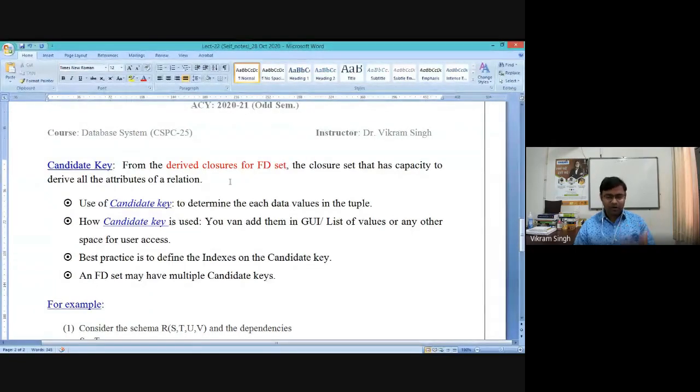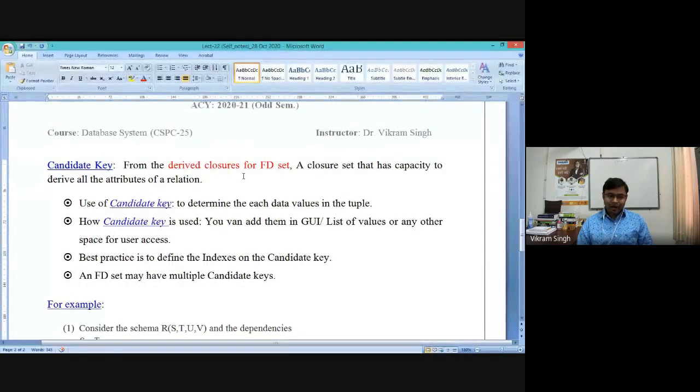So maybe informally you can understand this: from the derived set of FDs, we have derived all the FDs of a database relation. The closure set, let me put it this way, is a closure set that has the capacity to derive all the attributes of a relation. So that's what I'm saying. Like in the previous case, we derived 3 closure sets because we have 3 FDs, right? Eventually we have 3 FDs and we have these 3 closure sets.